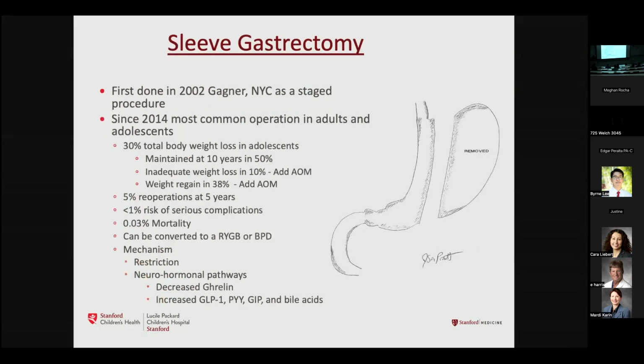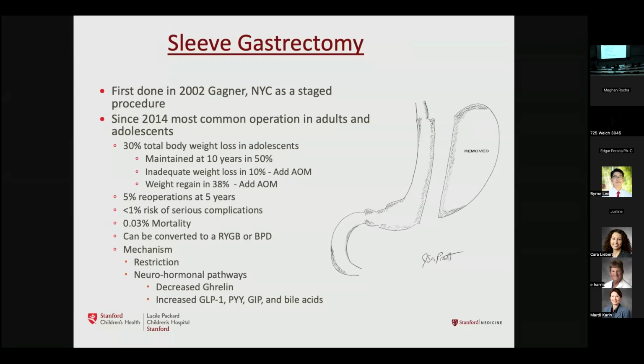The sleeve gastrectomy was first done in 2002 by Dr. Gagner as a staged procedure to the biliopancreatic diversion. He started doing biliopancreatic diversions laparoscopically, and then he realized that there was a very high mortality rate when he was doing that in patients with a BMI over 60. So he said, well, I'll try staging it. So he took a bunch of patients with a BMI over 60, did sleeves on them, and they all lost weight. And he was like, whoa, this works really well.